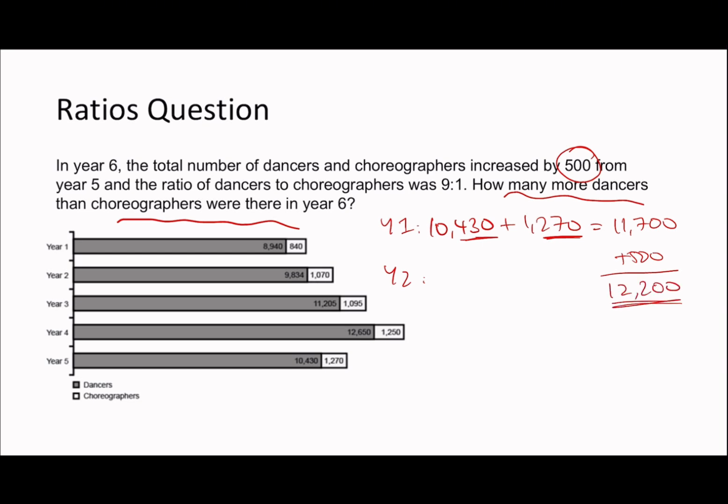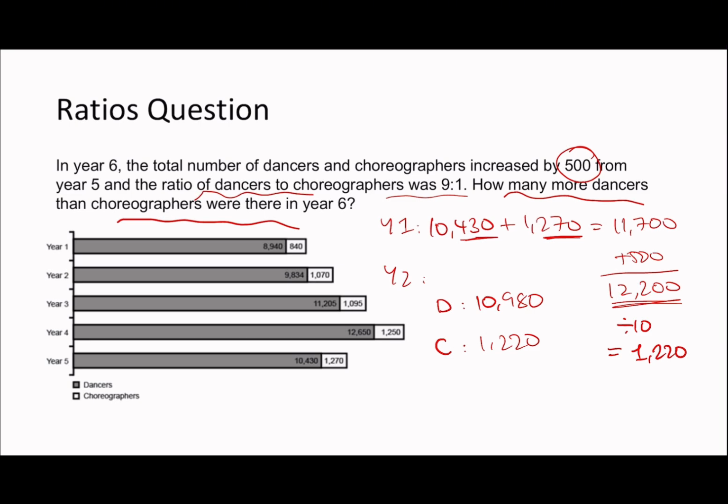Therefore, there is going to be 12,200. And then it tells us the ratio of dancers to choreographers is 9:1. How many more dancers than choreographers were there? So if we divide by, you can see there's 10 parts in total. If we divide by 10, we get that each part is equal to 1,220. For dancers, 1,220 times 9 is going to be 10,980. And for choreographers, that's just one part, which is 1,220.